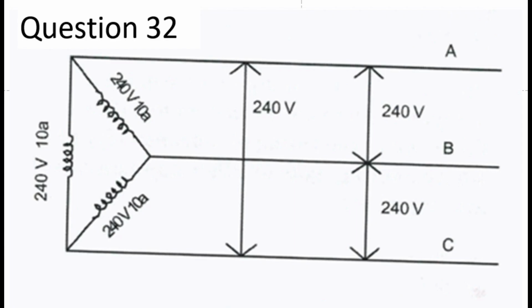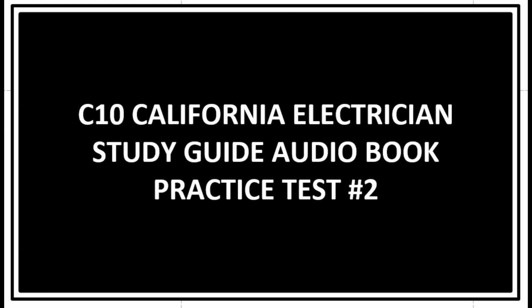Question 32. Using the drawing, what would be the current amperes of A, B and C? 10 amperes.